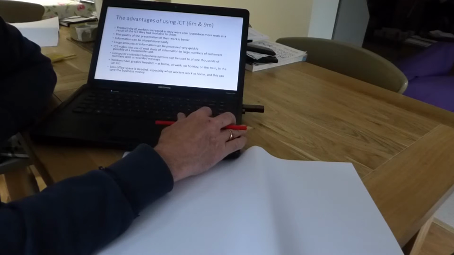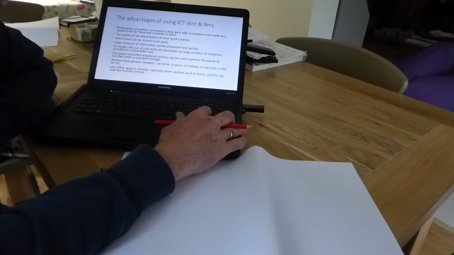So that's the summary of technology. For those 6 and 9-mark questions that you might get on it, obviously ICT makes people more productive in the workplace, and they can actually produce better quality presentations. They can share information quickly. There's a large amount of information that they can process quickly, and they can share that information with lots of customers at reasonable cost. And there's more freedom. It allows people to work at home, so you don't have to pay for office space.